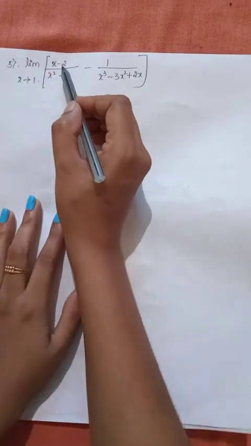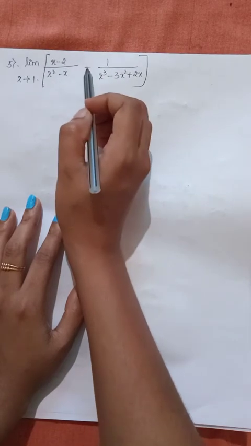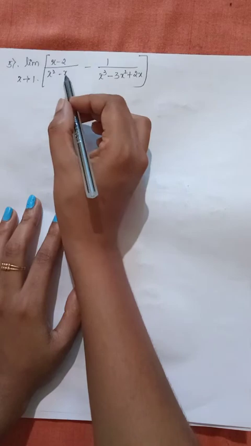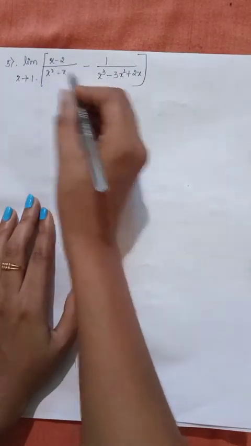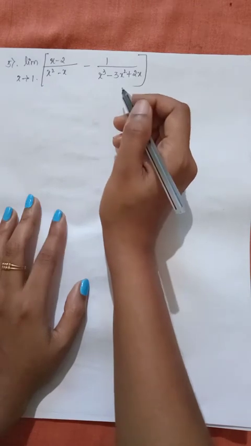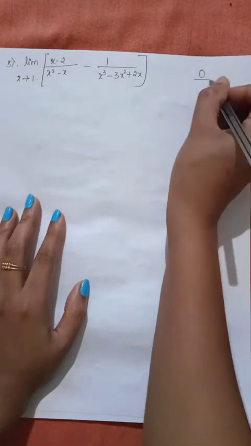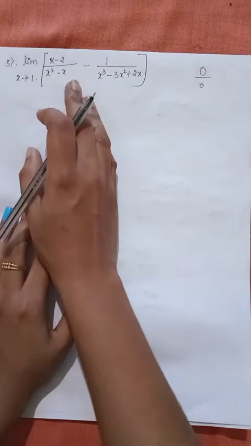So what you have to do? Numerator, keep it as it is. There you have a difference of two functions, correct? So what you have to do? First you have to simplify. Because if you directly put x equal to 1, again you will get the form 0 by 0. That's why you can't do that. So which means you have to simplify.